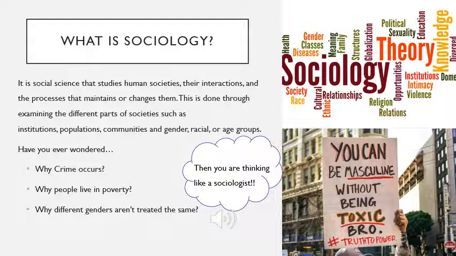So the types of things that sociologists wonder are: why does crime occur? Why do people live in poverty? And why aren't different genders treated the same? Why are girls treated less favourably than boys? And why are boys treated less favourably than girls in things like the criminal justice system? So if you're thinking about these kinds of things, then you are thinking like a sociologist.